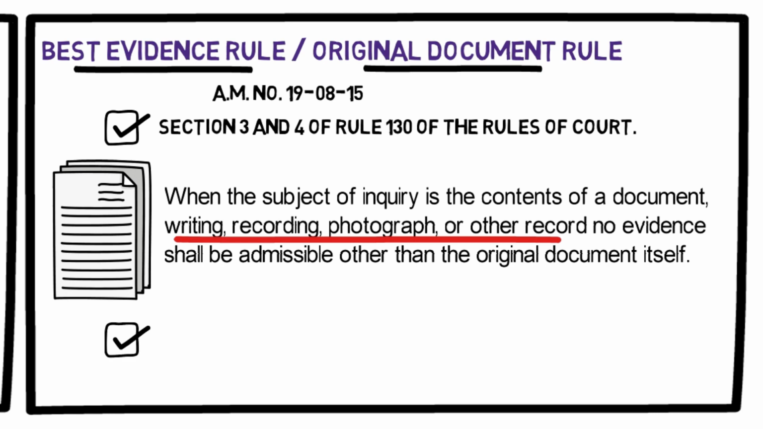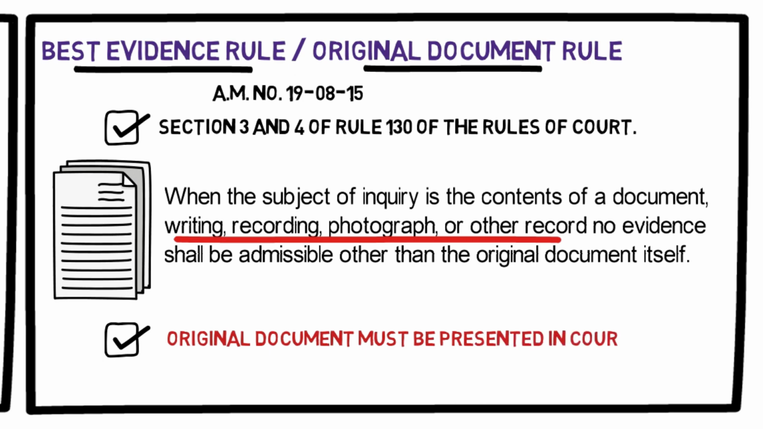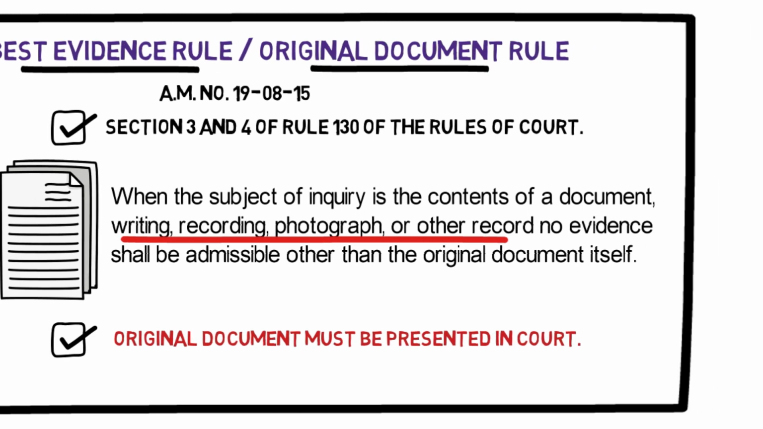Thus, Best Evidence Rule or Original Document Rule requires that the original document must be presented in court. It is a rule of preference in that it excludes secondary evidence once the original is available.